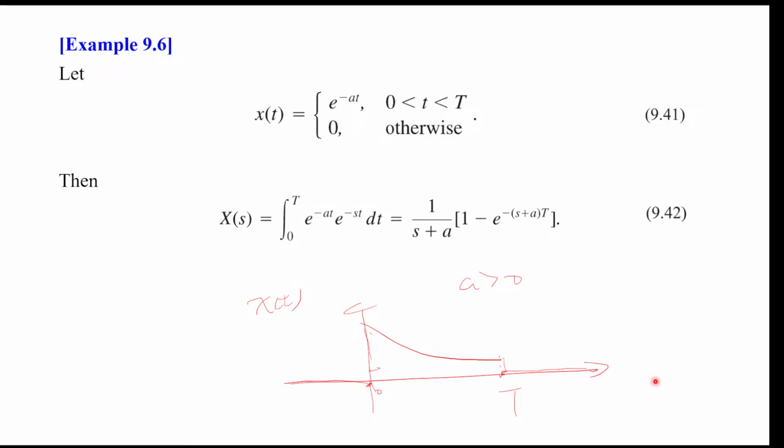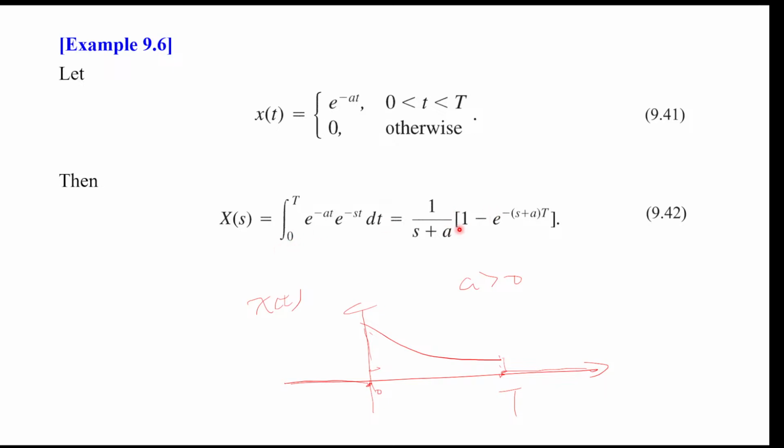Then we can calculate our big X of s, and the integration is pretty easy. It's e to the minus at times e to the minus st dt, and then you just get 1 over s plus a, and then the two bounds of e to the minus s plus a times t.